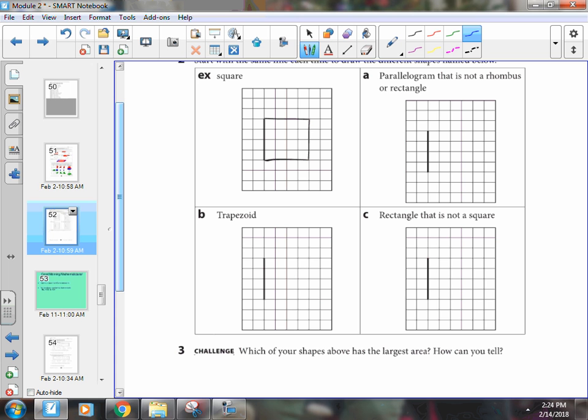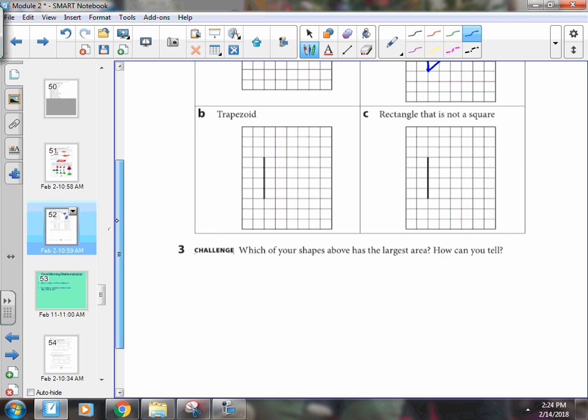So here is an example, and yours doesn't have to look exactly like this, but it could look something like this. So it's a parallelogram. The top is parallel to the bottom, the left is parallel to the right. It's not a rhombus because a rhombus is when all 4 sides are the same, and to me it looks like 2 shorter sides and 2 longer sides. And it's not a rectangle because there are no right angles, so we're good.